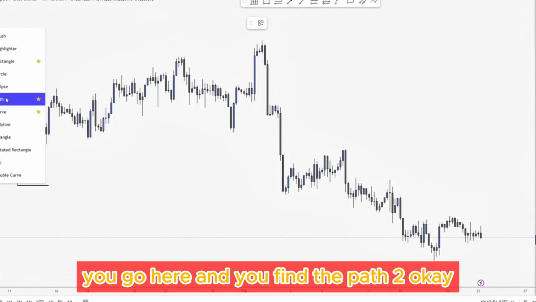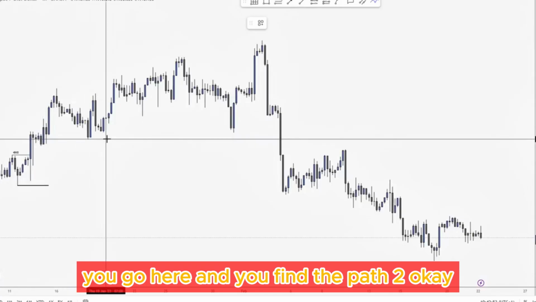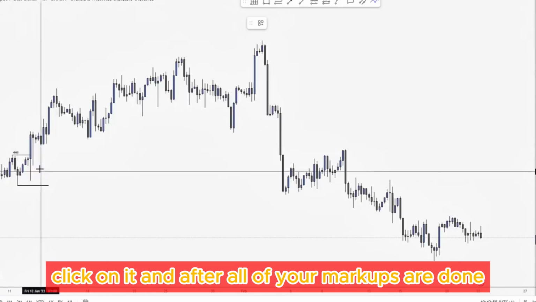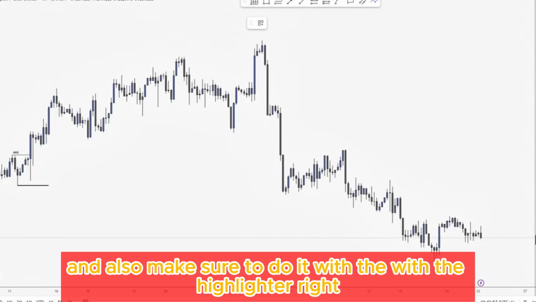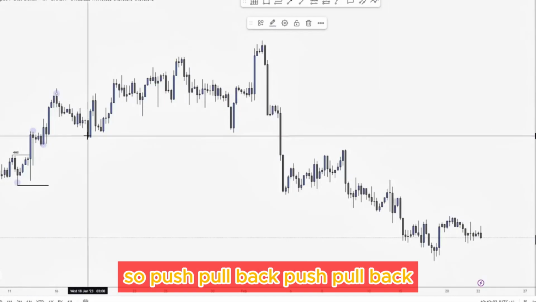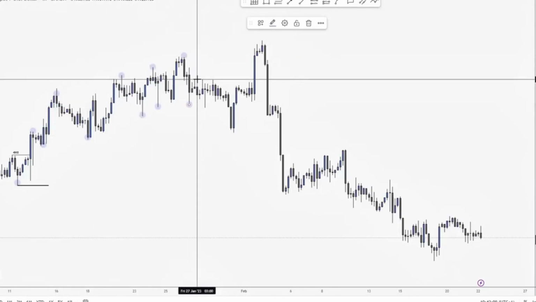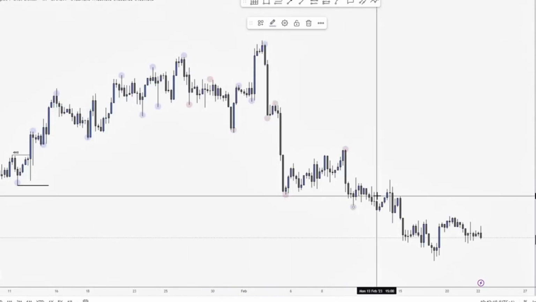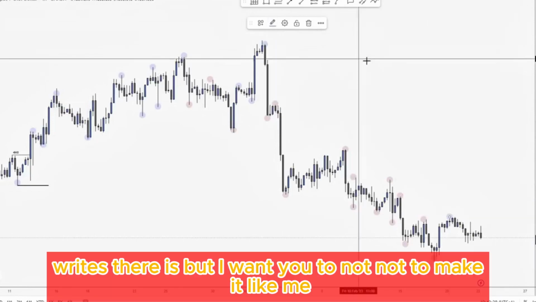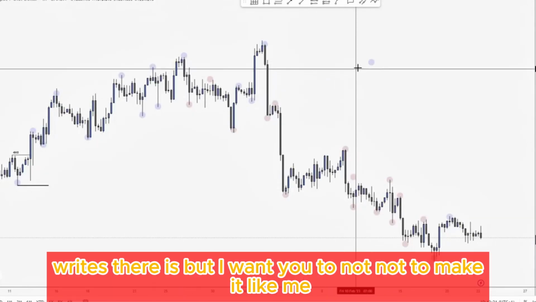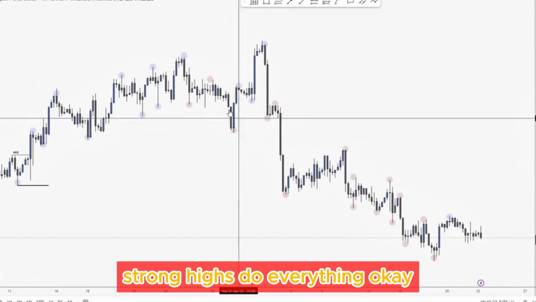You go here and you find the path 2. Okay, click on it. After all of your markups are done, make sure to do it with the highlighter, right? So push, pull back, push, pull back. I want you to not make it like me, so mark it with those strong lows, strong highs, do everything.